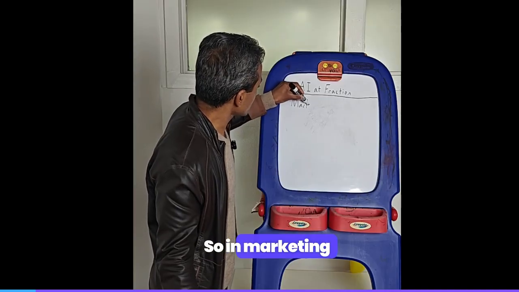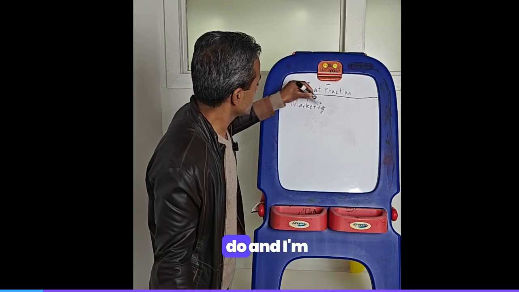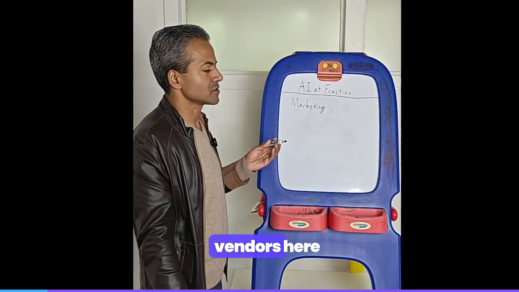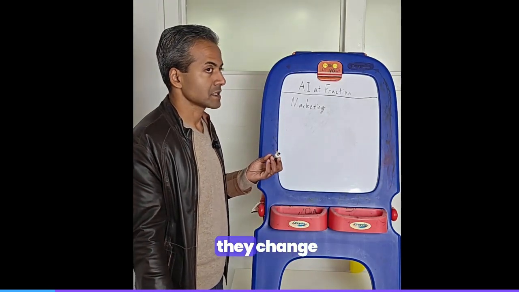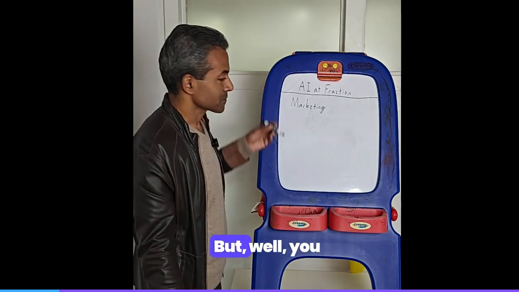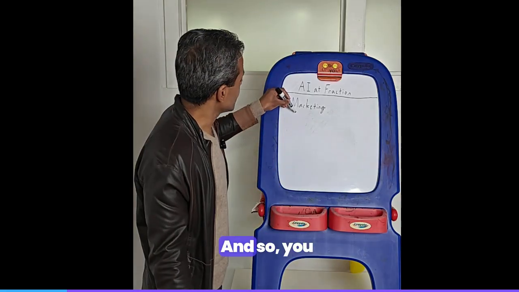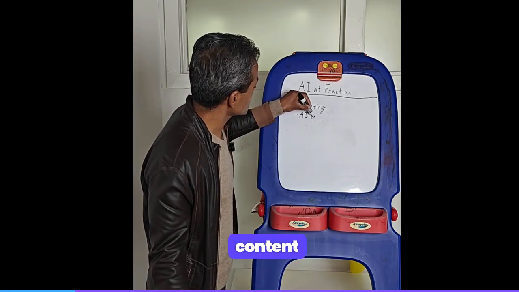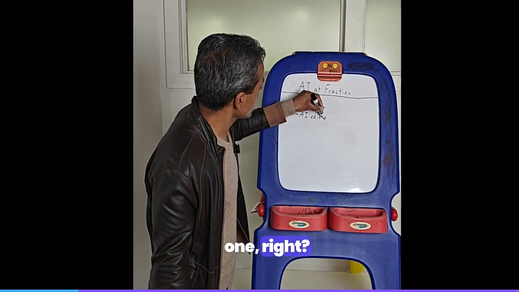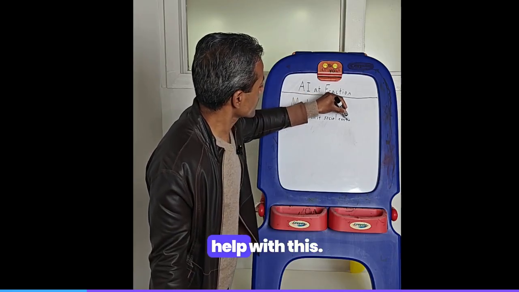So in marketing, there's so many things you can do. And I'm not really going to mention specific vendors here because frankly, the AI landscape is changing so fast that the specific vendors, they change overnight. But, well, you see this video, right? We AI edit our videos. And so, AI editing of social content is an easy one, right? And there's tons of tools that help with this.